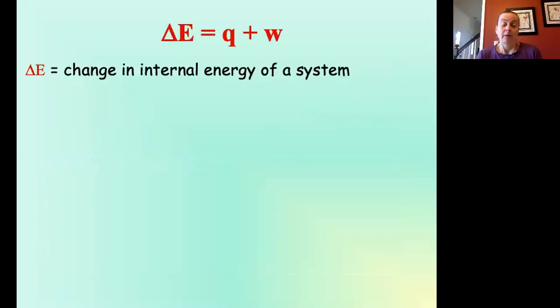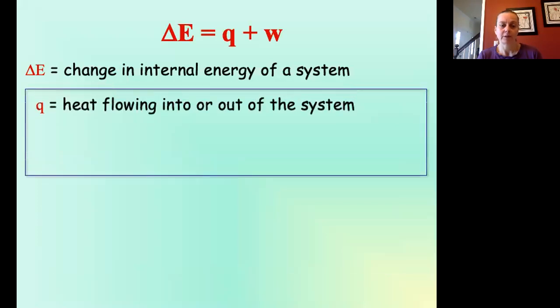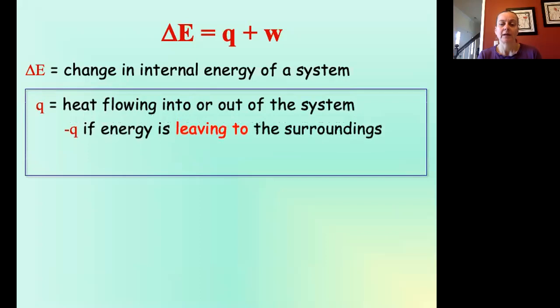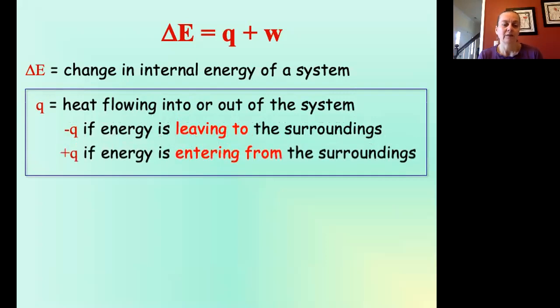We have these two terms. We've been talking about Q through this unit. Q is heat. W is work. Q is the heat that is flowing in or out of the system. It's negative if the energy is leaving and going into the surroundings. It's positive if energy is coming in from the surroundings.